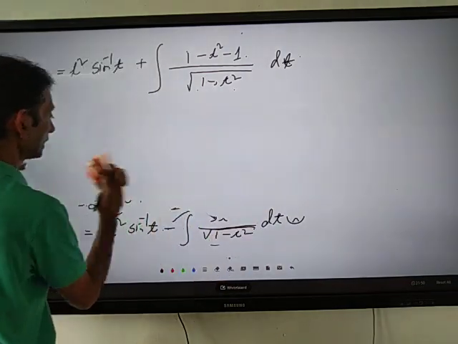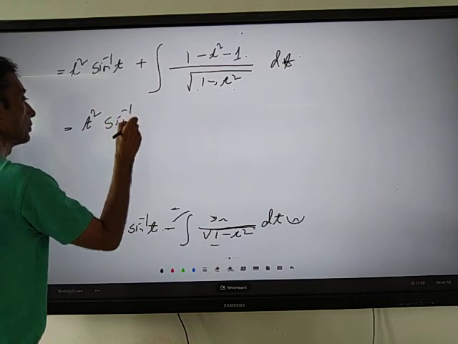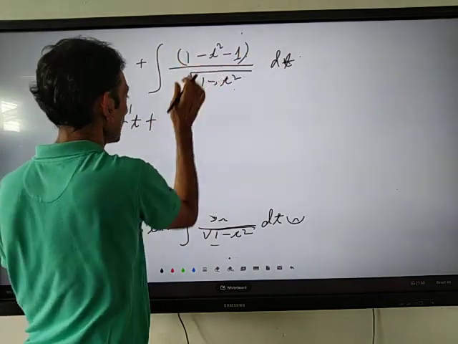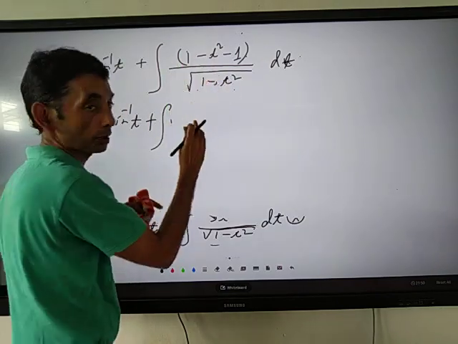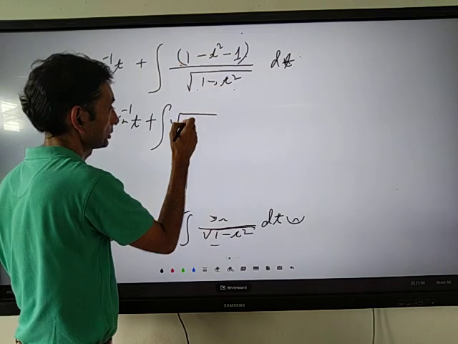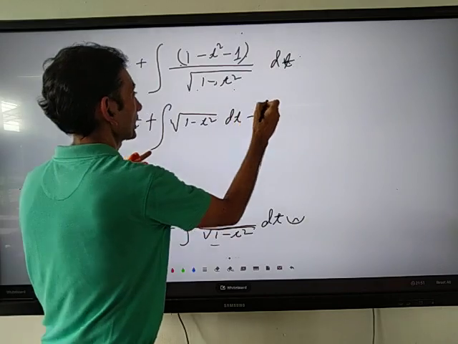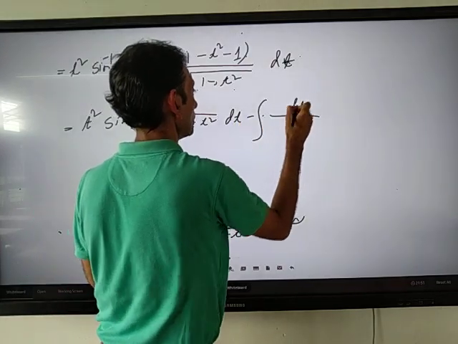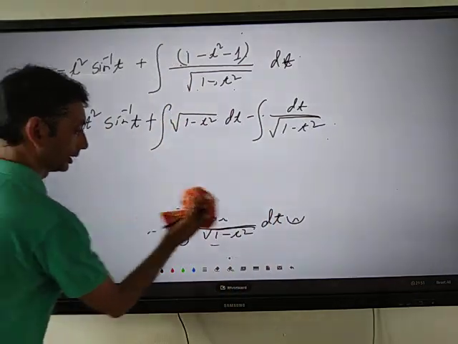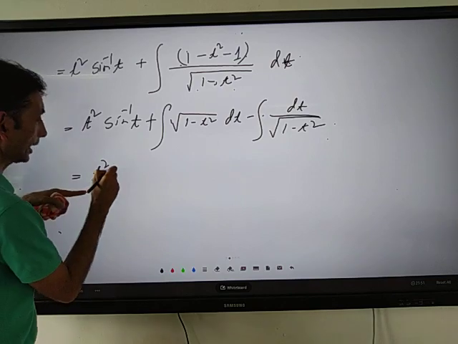Now we can integrate in this way. Look, t squared sine inverse t, fine. We'll separate this one into 2 integrals. We'll just divide 1 minus t squared by under root 1 minus t squared. This 1 minus t squared will divide by this, so we'll get 1 minus t squared dt. So what is the second integral? Second integral is minus dt by 1 minus t squared. Fine? Okay, next.